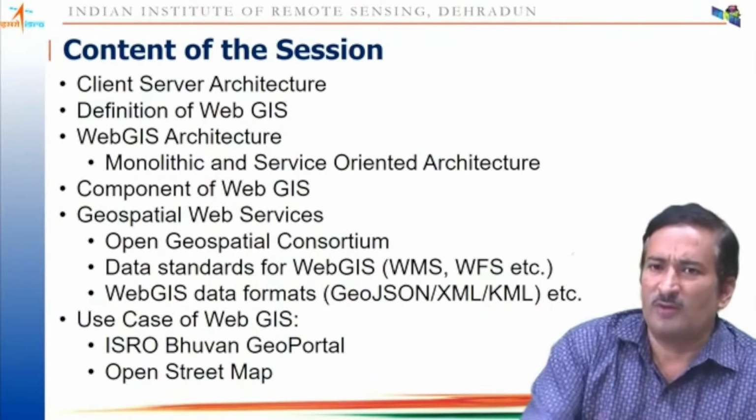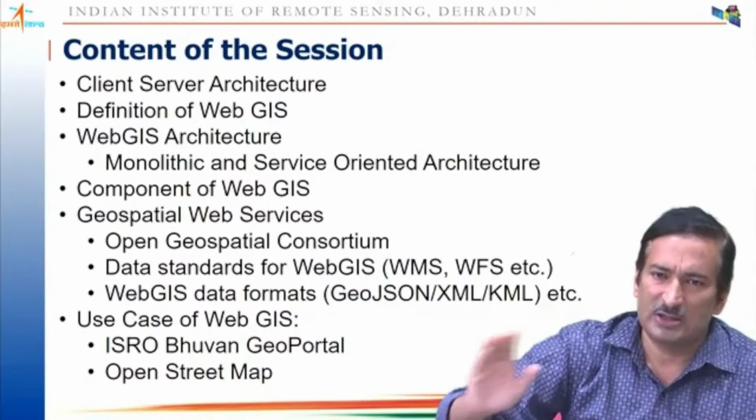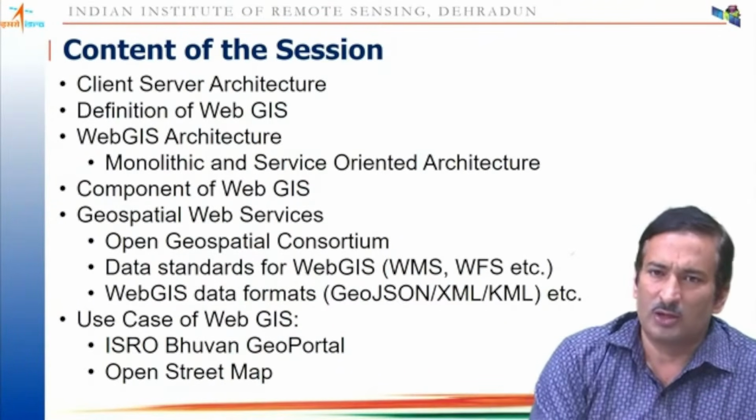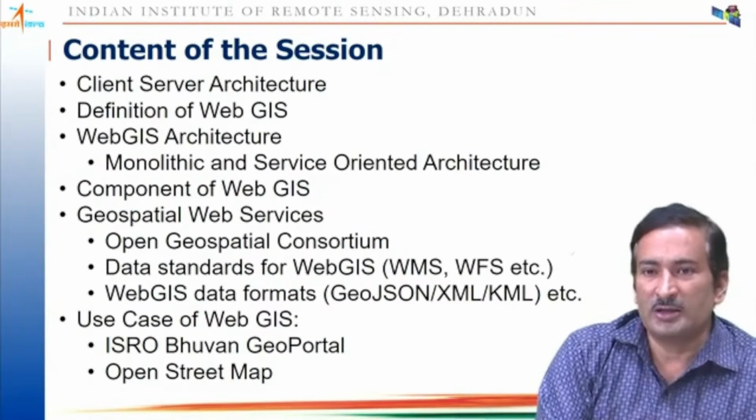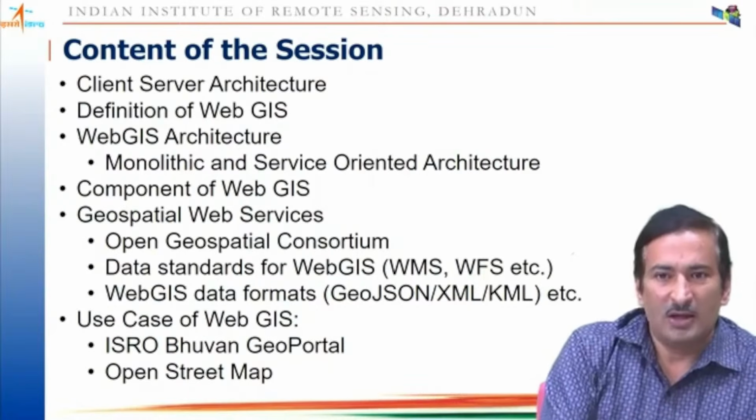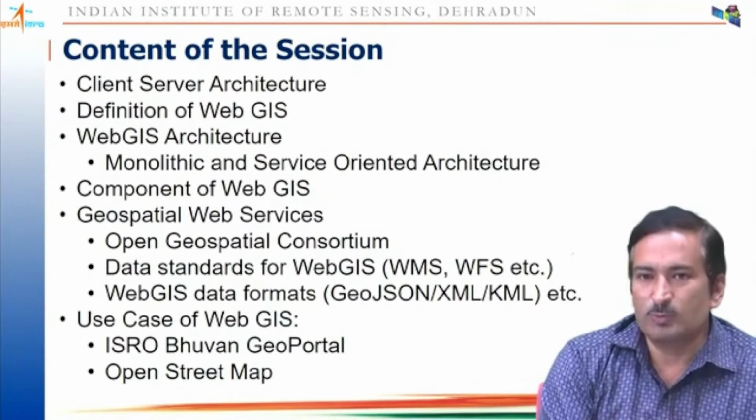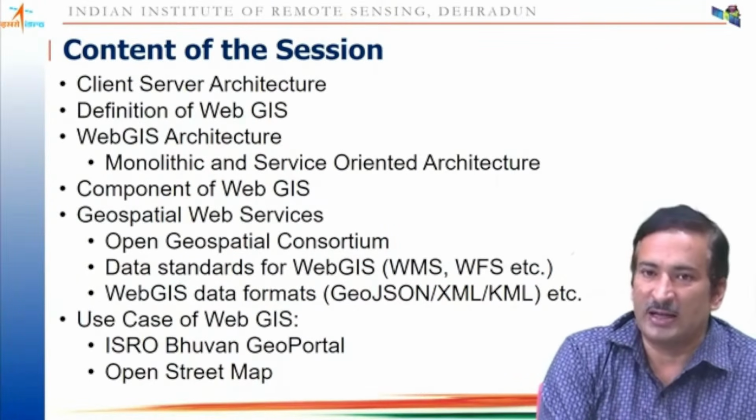If I am accessing only from a single source, and all the data and the functionalities are stored in a single computer on a single server, then it comes into the monolithic architecture. But the latest one is the service oriented architecture, where I am accessing the data from multiple sources for my use. We have an example also of service oriented architecture. This is the most popular one, which is being used these days for the GIS functionalities.